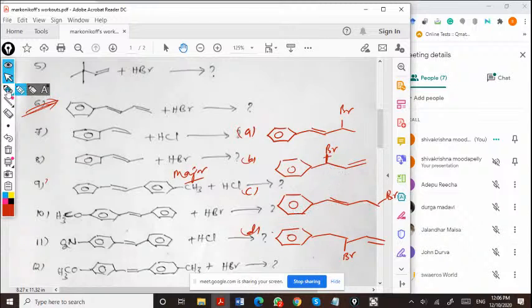Yeah, it got, yes. One carbon less than.